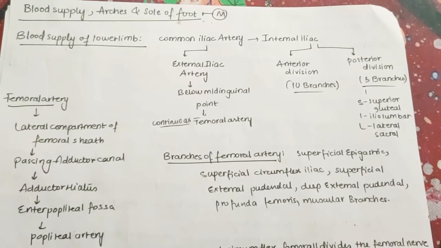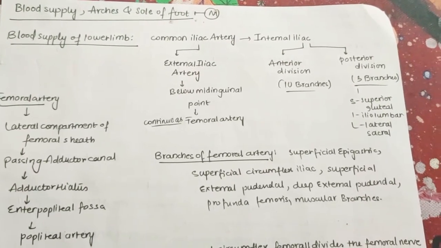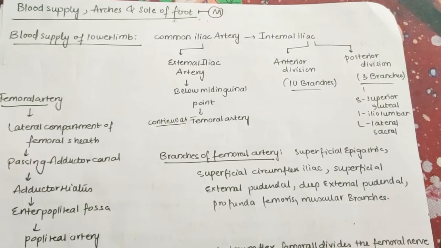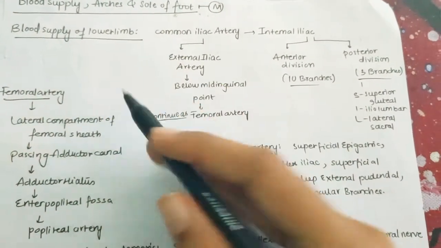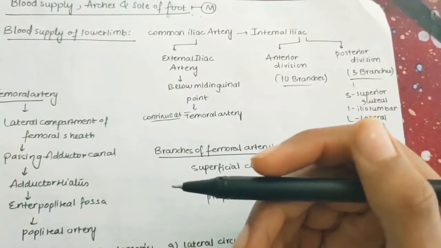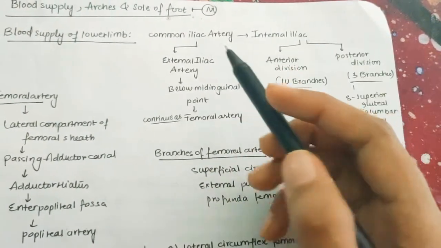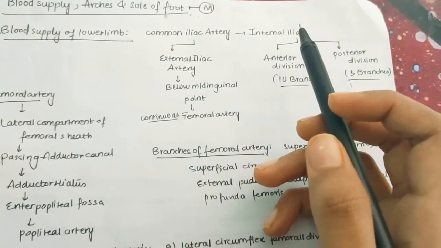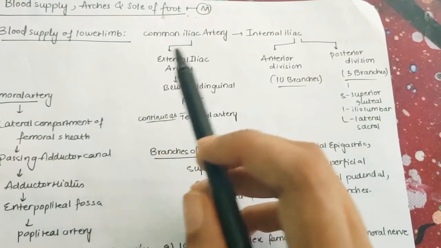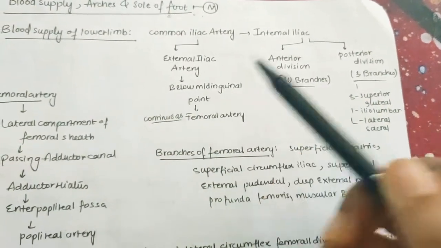Today we are going to discuss the blood supply, arches and the sole of the foot. So first we'll start with the blood supply of the lower limb. The blood supply of the lower limb is by the iliac arteries. You know that the common iliac artery is in turn divided into the internal iliac artery and the external iliac artery.